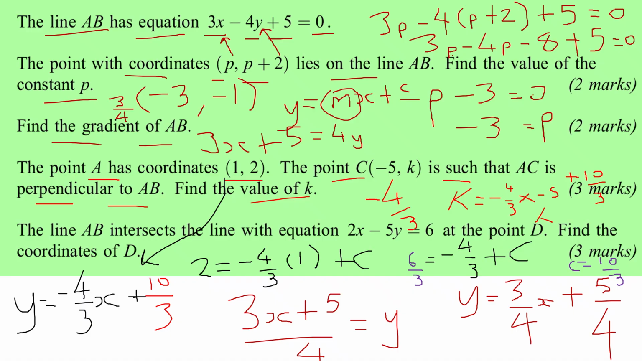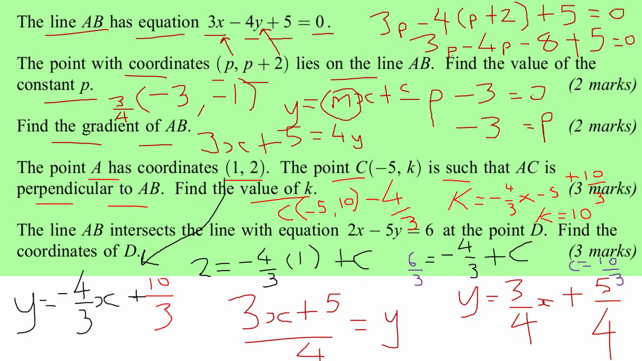coordinates, which is equal to 30 divided by 3, which is 10. So k is equal to 10. So capital C here has the coordinates minus 5, 10. Okay, but k is equal to 10. That's the third part done. So we're nearly there now.